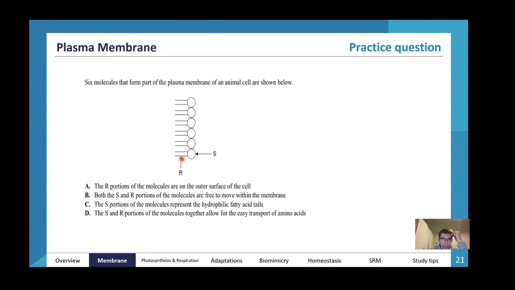Now let's go through a couple of VCAA questions before we move on to photosynthesis and respiration. So, six molecules that form part of the plasma membrane of an animal cell are shown below. The R portions of the molecule are on the outer surface of the cell. B, both the S and the R portions of the membrane are free to move within the membrane. C, the S portions of the molecules represent the hydrophilic fatty acid tails. D, the S and R portions of the molecule together allow for the easy transport of amino acids.